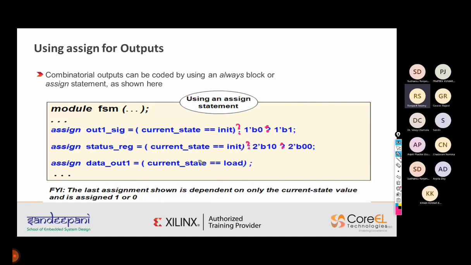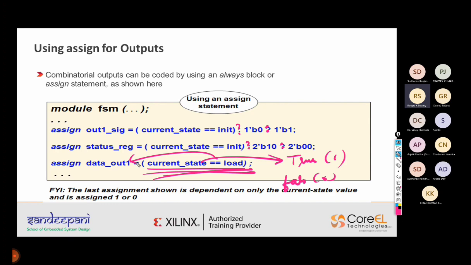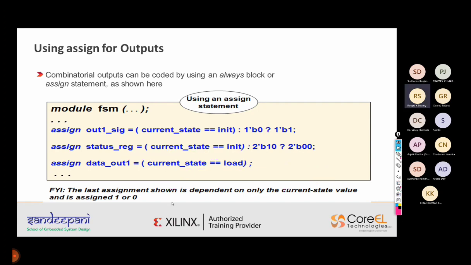Then we can even have it like this, because the conditional operator always returns either true or false. True, false in the sense 1 or 0, right? So whenever the condition is true, I need output to be 1. Then I can even write current state is equal to load, which also says this will be 1. For any other cases, output will be 0. So that's how I can have assign statements to update the output logic.